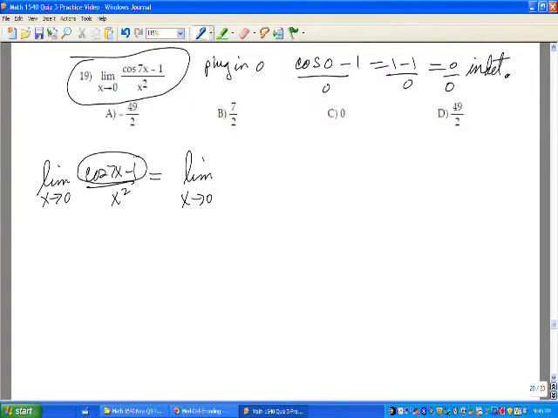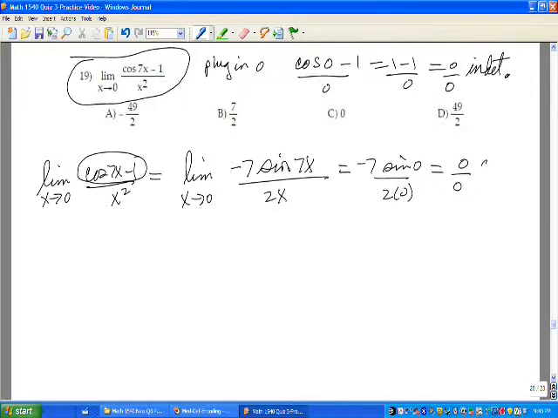the limit as x approaches 0 of the derivative of the numerator, which is minus 7 sine of 7x, divided by the derivative of the denominator, which is 2x. And you plug in here and you get minus 7 sine of 0 over 2 times 0, which is 0 over 0. It is again indeterminate. So let's go one more time and see if we'll make it.